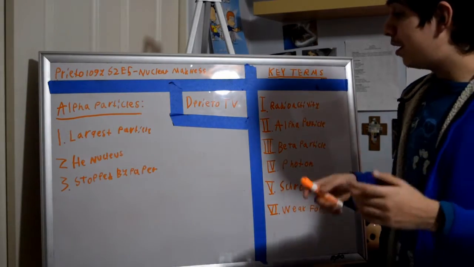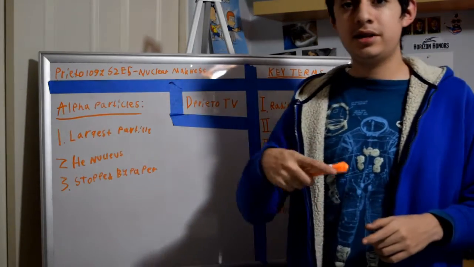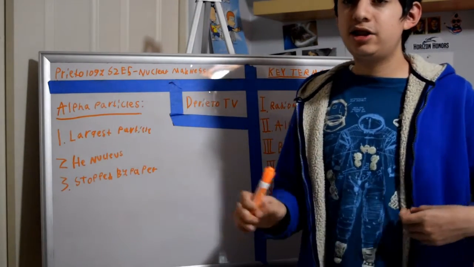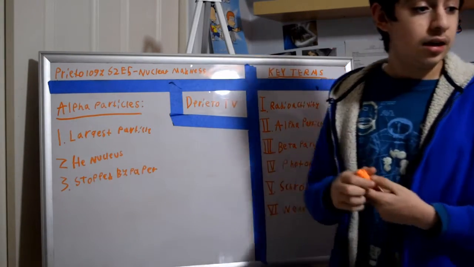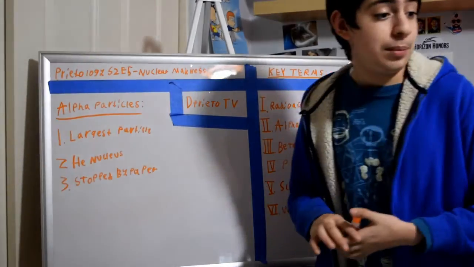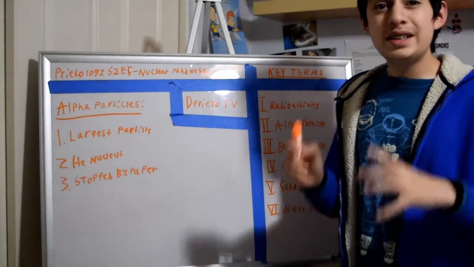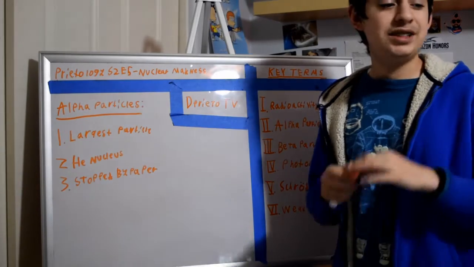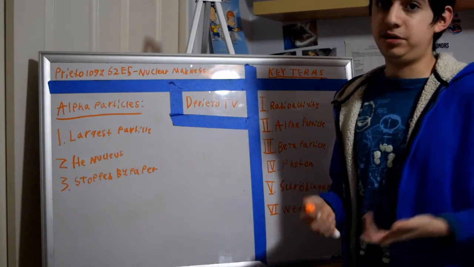This is also known as a very heavy helium nucleus. So imagine a helium atom, and it's just the nucleus. That's an alpha particle, just the nucleus of a helium atom. So the fun fact about alpha particles is its mass is 6.644656 times 10 to the negative 27 kilograms. That, on a scientific scale, is pretty big.